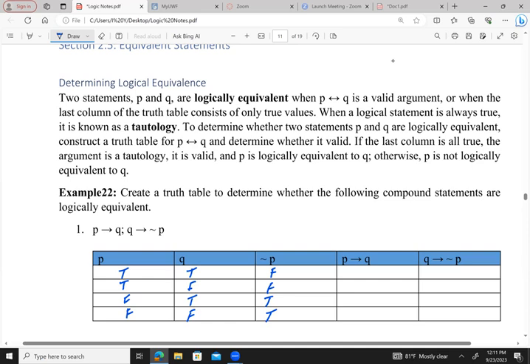Now we're looking at a conditional, and we're looking at if P, then Q. The only time this is false is when the first one is true and the second one is false, which is true, false. So this is false here, true, true, and true. So now let's look at if Q, then not P. So we have not P here, and we have Q here. So I'm looking for a true.